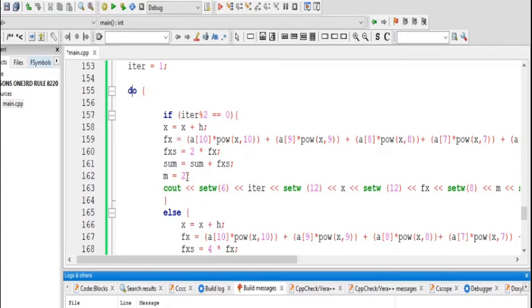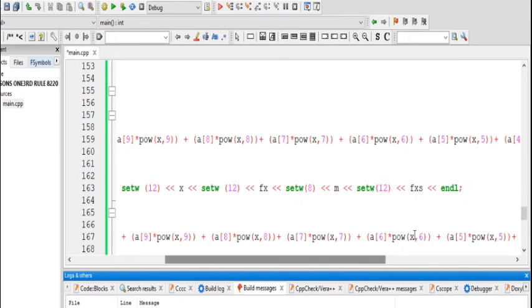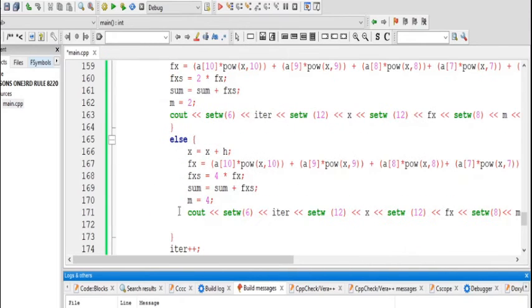M, the multiplier for this even iteration, is 2. And then cout the values of iteration, value of x, f of x, the multiplier, and the Simpson's f of x.